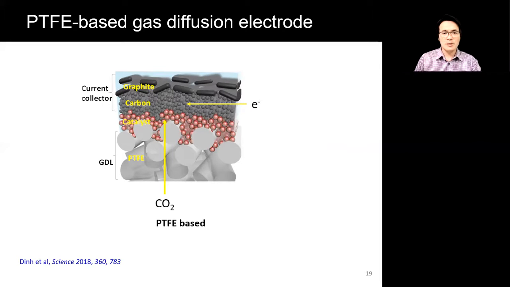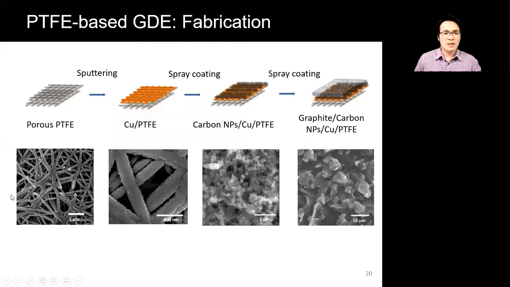The way we make this sample is we start from the porous PTFE membrane, and then we use the sputtering method to deposit a thin layer of copper. So we call it copper on PTFE. After that, we spray a thin layer of carbon nanoparticles and another graphite layer on top. Here are the scanning electron microscopy images of the sample at different stages, confirming that we have successfully deposited each layer on the porous PTFE.